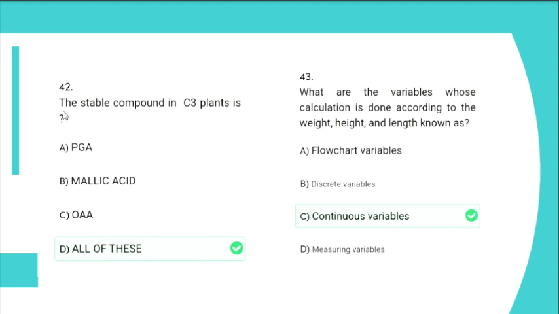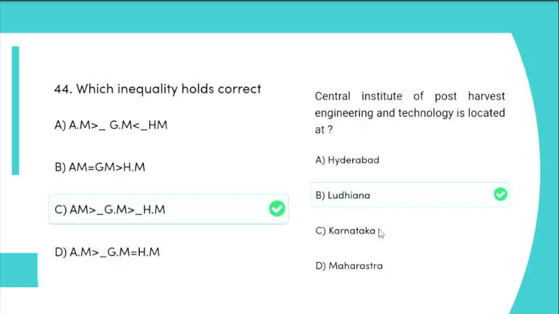Next question. The stable compound in C3 plant is. So here all the options are correct, that is PGA, malic acid and OAA. Next question. What are the variables whose calculation is done according to the weight, height and the length known as? So here option number C, that is continuous variable, is correct.